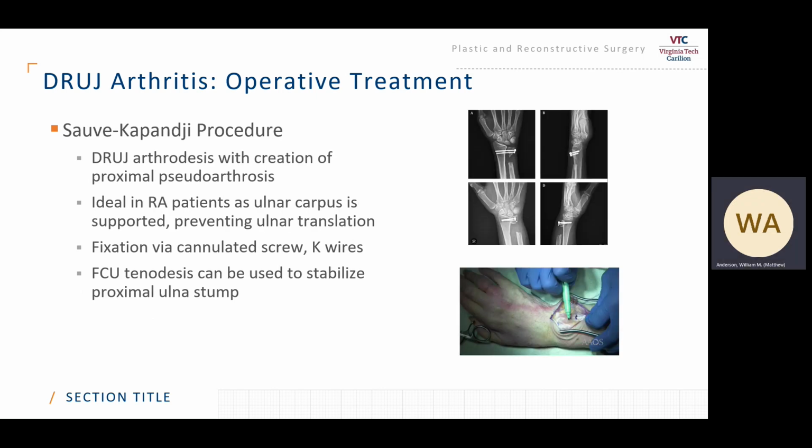The Sauvé-Kapandji procedure involves DRUJ arthrodesis with a resection of a portion of the distal ulna and creation of a proximal pseudoarthrosis. It's an ideal procedure in patients with rheumatoid arthritis as it's proposed to prevent ulnar translation of the carpus. Various fixation techniques have been described, including cannulated screws and K-wires, and then FCU tenodesis can be used to stabilize the proximal ulnar stump if needed.